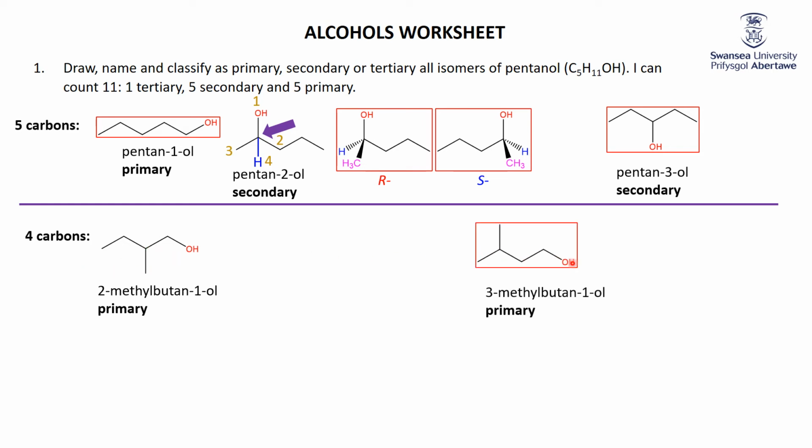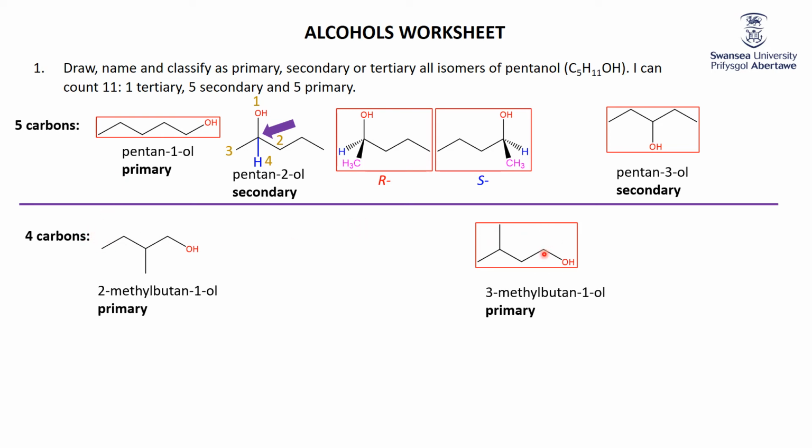Or I can put the OH on the end again, but now move the methyl along so it becomes on carbon 3. So we've got 2-methylbutan-1-ol, 3-methylbutan-1-ol. Okay, if I was to stick the methyl group elsewhere, so for example if I stuck it on what was going to be carbon 4, well that now just becomes pentan-1-ol.